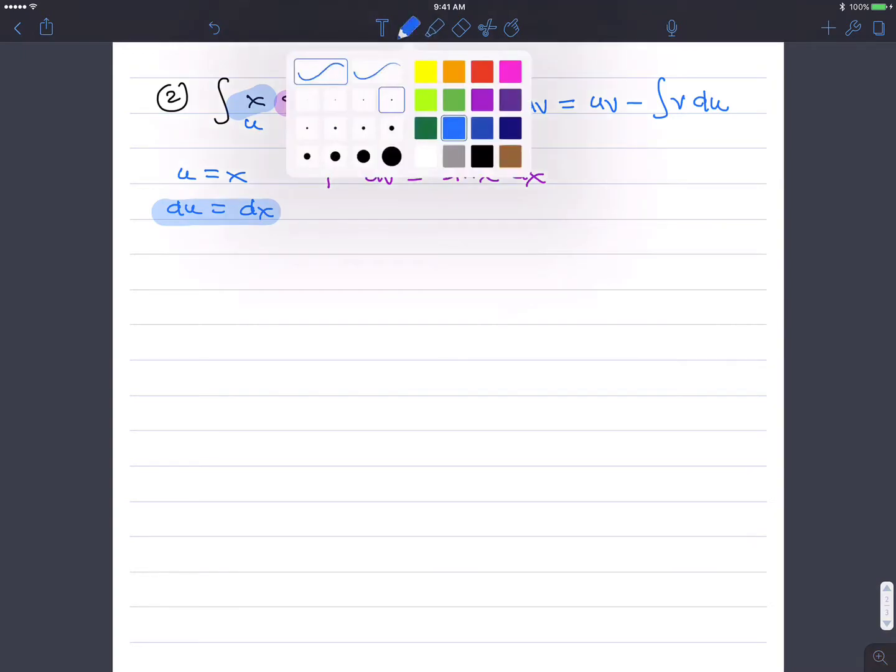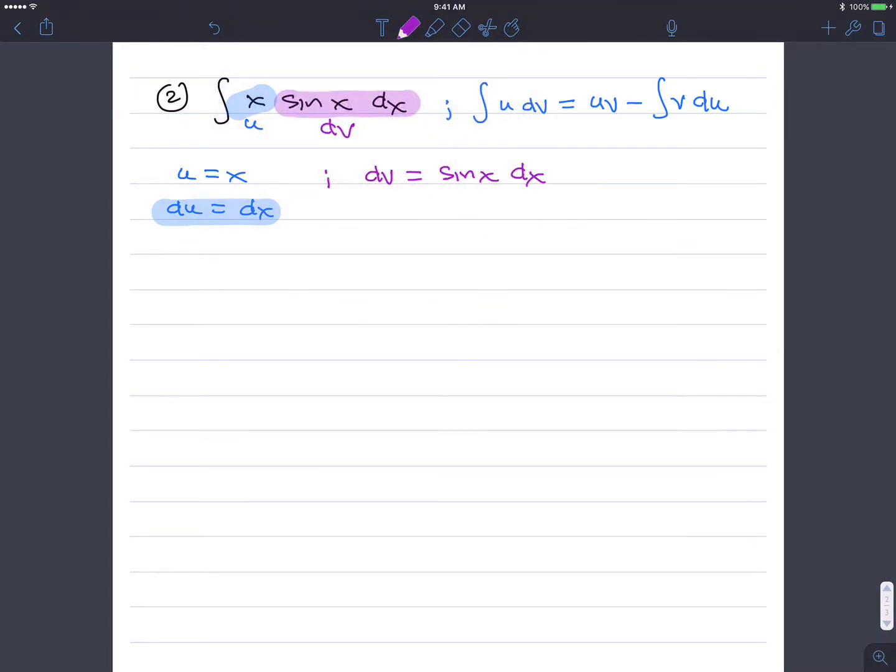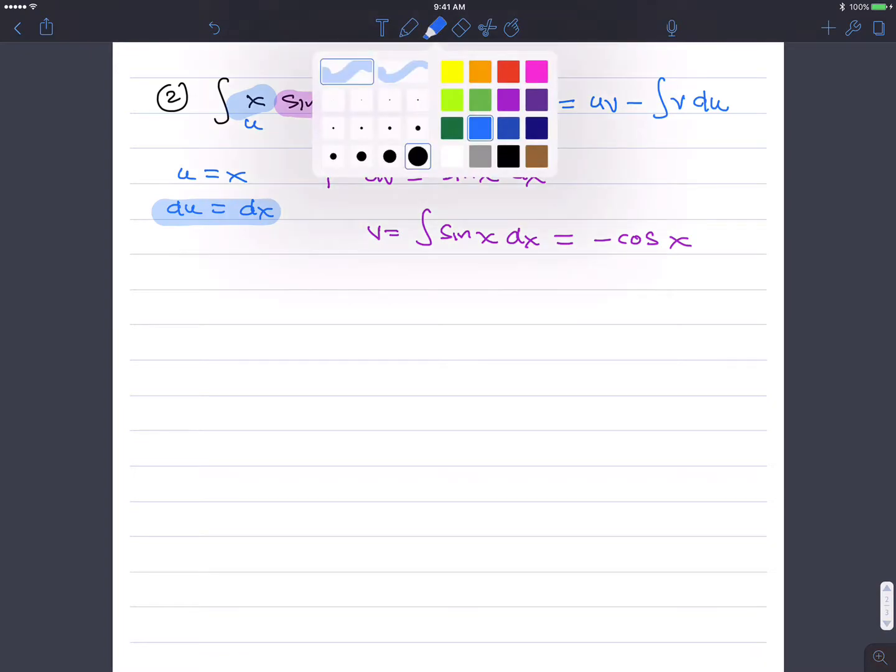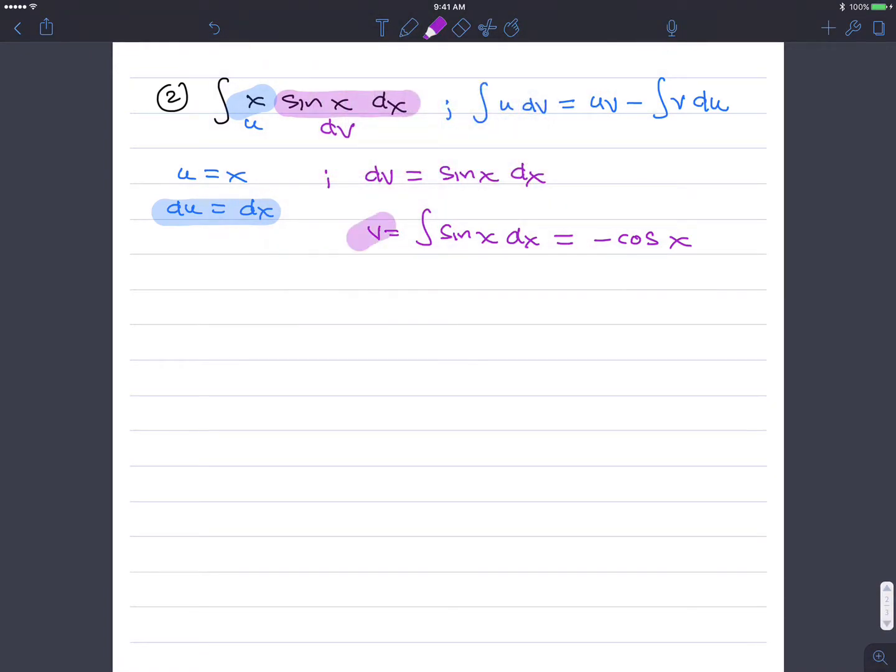So in order to get the v function, since dv is sine x dx, this means that v is going to be the integral of sine x dx. Now the integral of sine, let's think. The derivative of cosine is minus sine. So the integral of sine is minus cosine. So we have our v function. v is minus cosine. Let's put this all together.